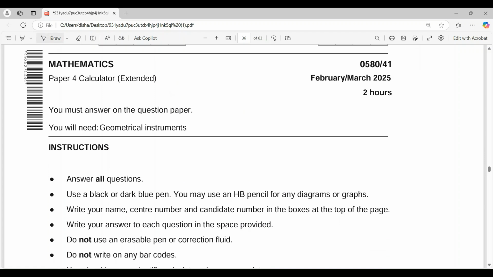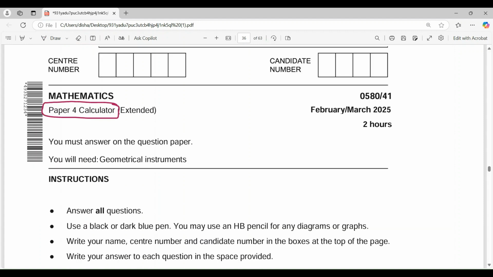Today's video is going to be very, very important as we are going to discuss the predicted paper of IGCSE Paper 4 Maths 0580. And definitely, we are going to discuss the solutions as well. So keep up till the end of the video.